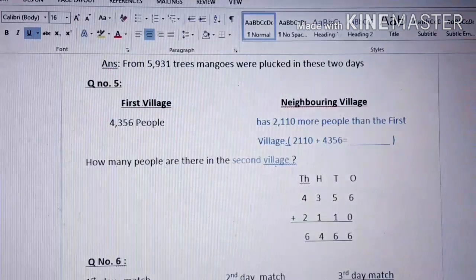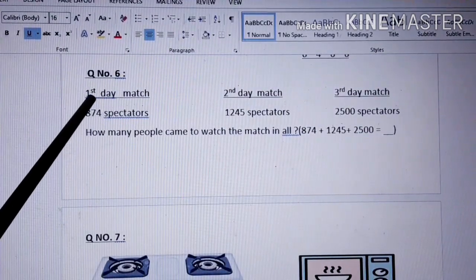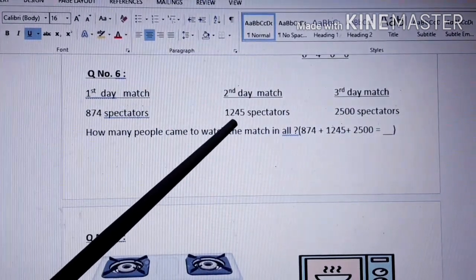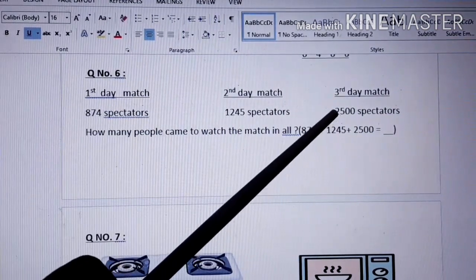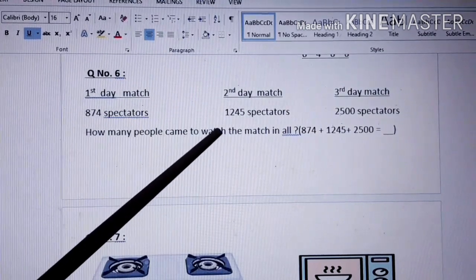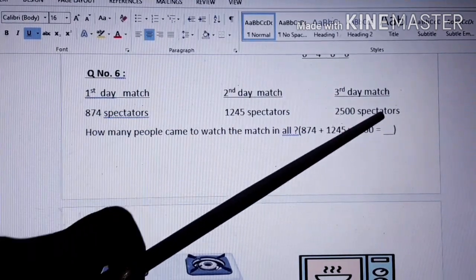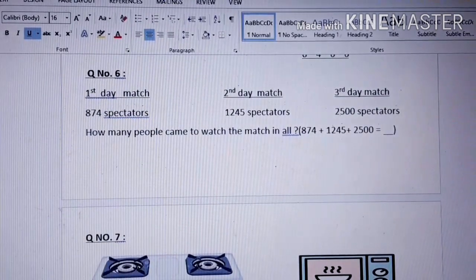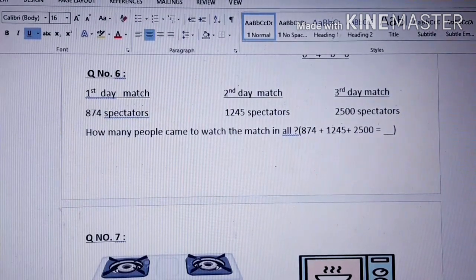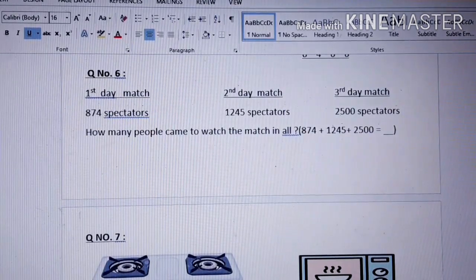So, let's see how to do it. You have to write in statement, children. First day, 874 spectators. Second day, 1,245. Third day, 2,500. The last line is asking how many people came to watch the match in all. So, what we are going to do? We are going to add all the people who went in these 3 days. Clear? You will find the answer yourself, children. Let's see the next question.